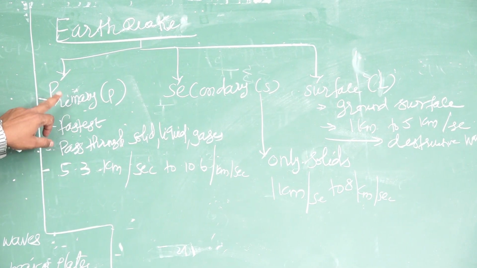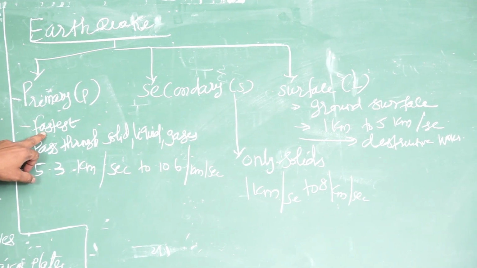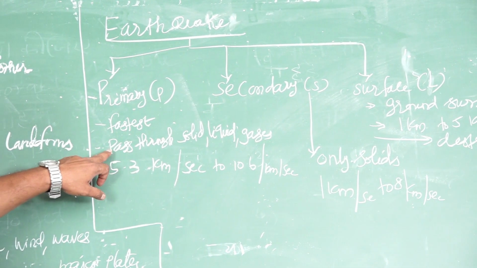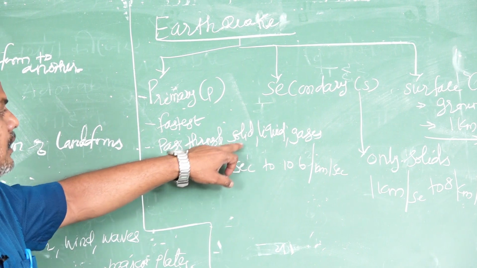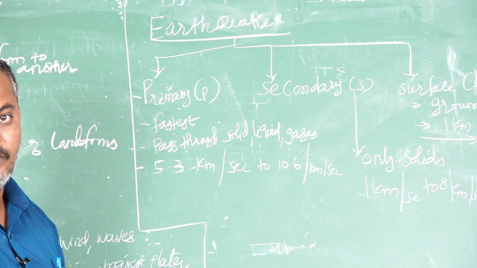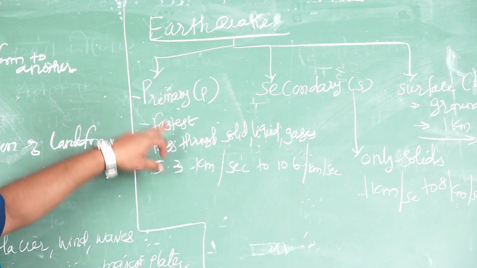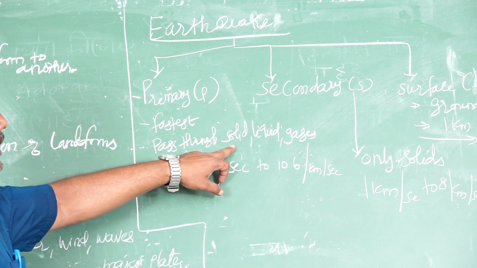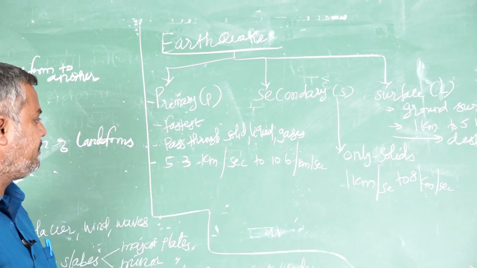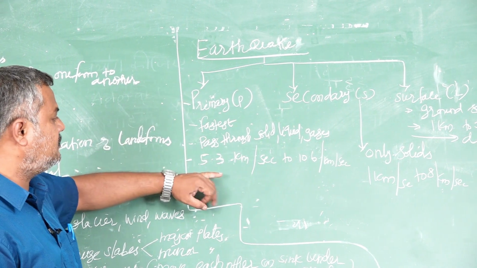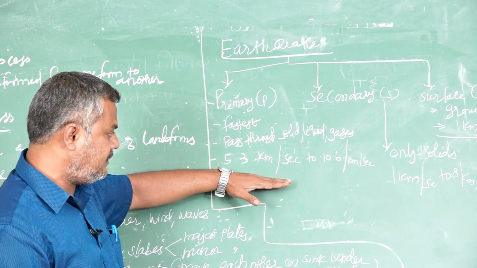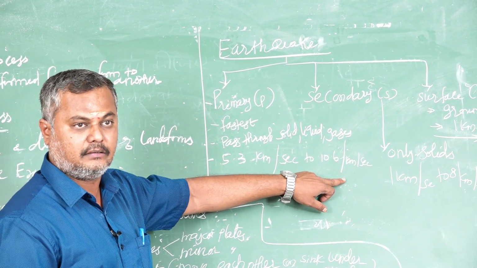The primary wave is the fastest one. It passes through solid, liquid and gases. From the earthquake, the primary waves pass through solid or liquid or gases. The speed of the primary wave is from 5.3 km per second to 10.6 km per second.